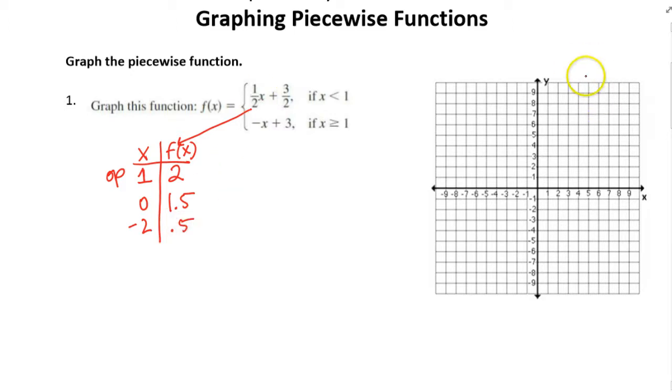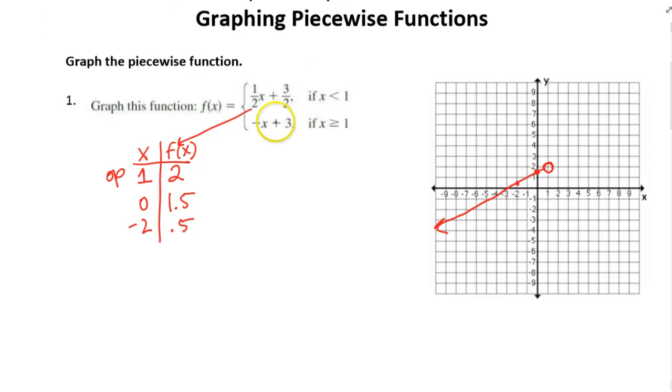Okay, so let's go ahead and graph this. So we're at 1, 2, and we're going to put an open dot here. And then we're at 0, 1.5, which is right here. And then we go to -2, and we put 0.5. And this just keeps going in this direction for a long, long time. So I'm just going to sketch that in. Okay. Let's do our second piece.